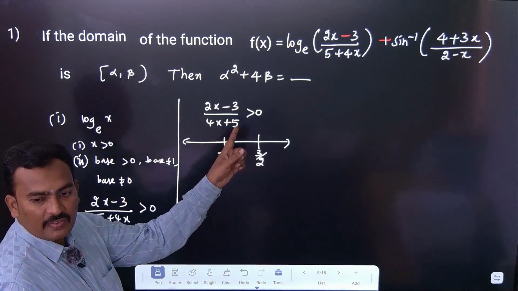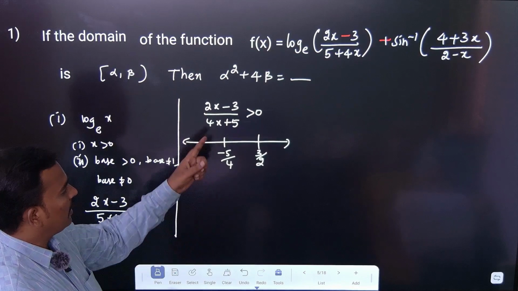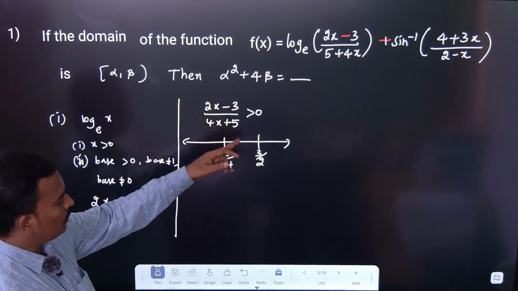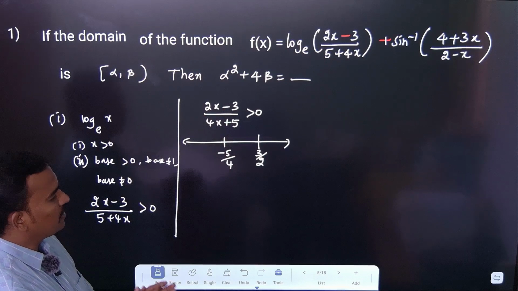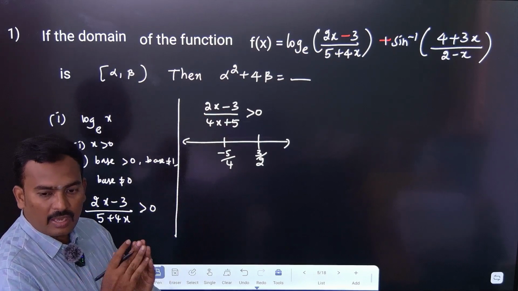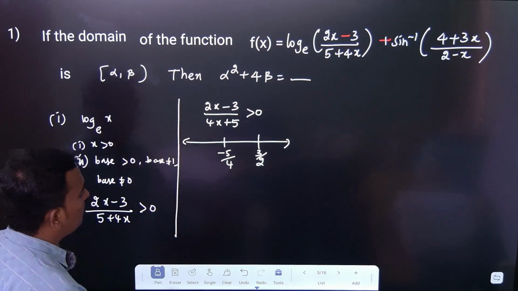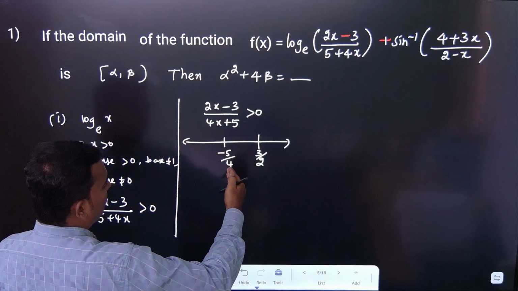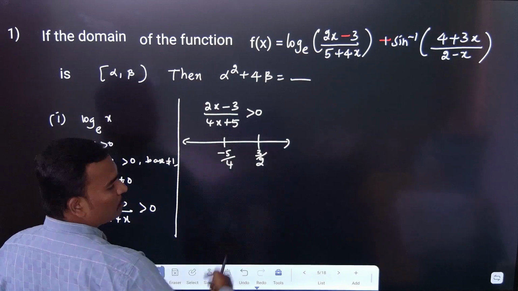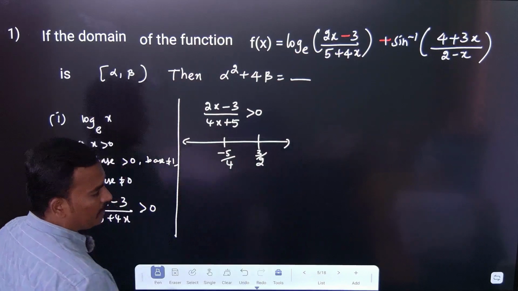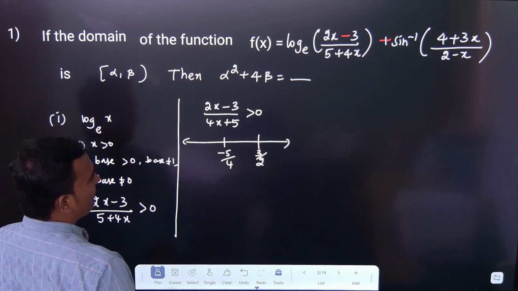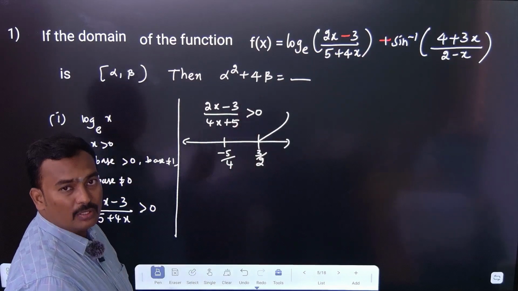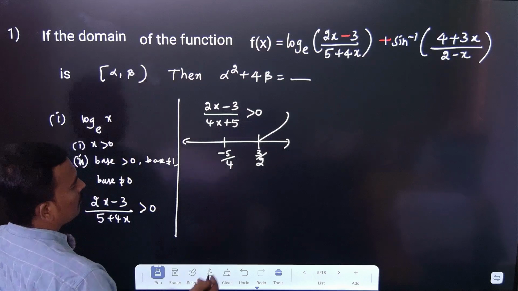So 4x + 5 = 0, then x will be −5/4. And 2x − 3 = 0 gives 3/2. So you have to see the whole real number line and break it into less than −5/4, −5/4 to 3/2, and more than 3/2. So you can use the Wavy Curve method, all are linear only. If you don't have any idea about the Wavy Curve method, you can watch my one shot video, right?